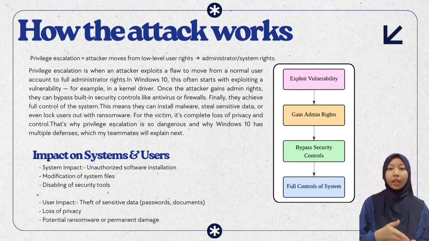Next is gaining admin rights, which means once inside the system, the attacker's goal is to climb the ladder of access. They start with low-level user rights, but by exploiting the vulnerability, they can escalate to administrative privilege. This is critical because admin rights give them the highest level of control. Imagine moving from being a guest in a house to suddenly having the master key. Now, they can open every door and change anything they want.